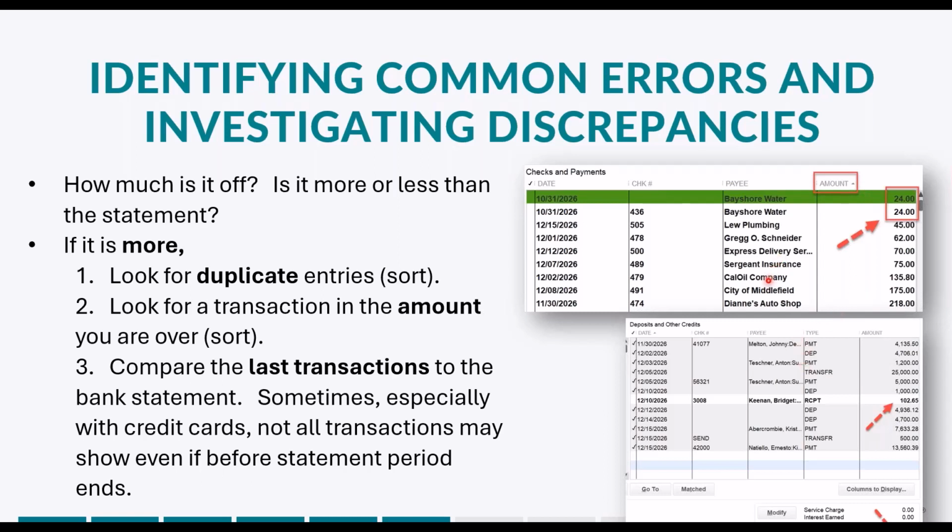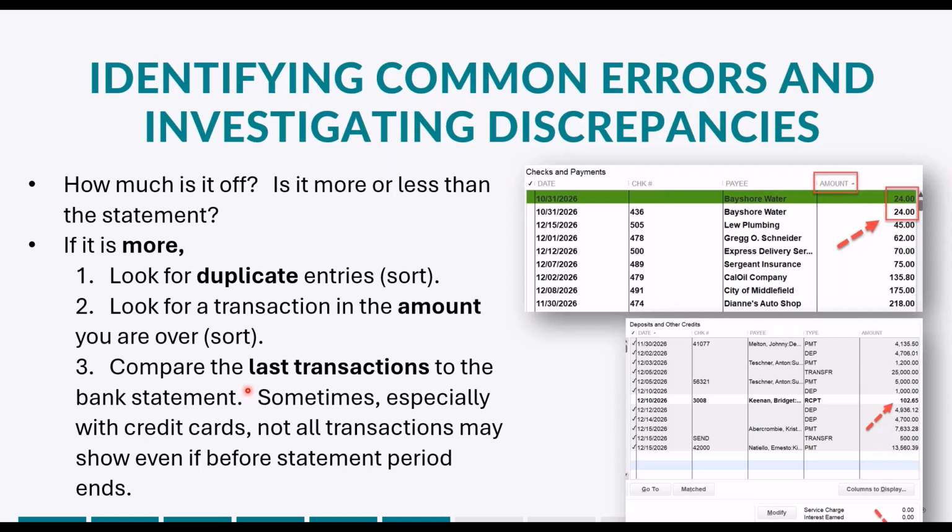If you are off, let's say in this case by $218, you sorted it, now you can find, here's something for $218. Double check. See, that was from a different period. So that shouldn't be on that reconciliation.